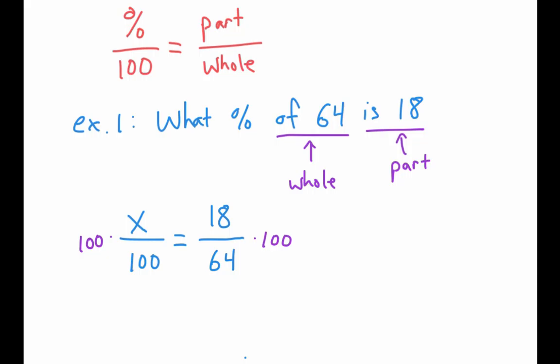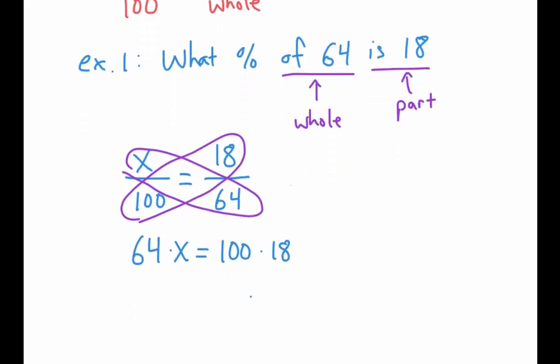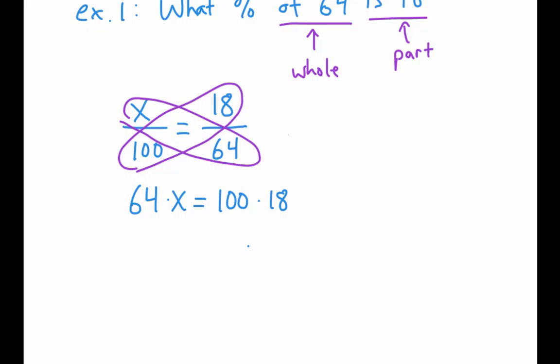And if you don't see it that way, I'm going to go back to what always works, and that's cross-multiplying. We take and multiply those two together, and I get 64 times x. And that's going to equal these other two multiplied together, so it equals 100 times 18. And you'll notice perhaps that this ends up doing the same math as what we did before.